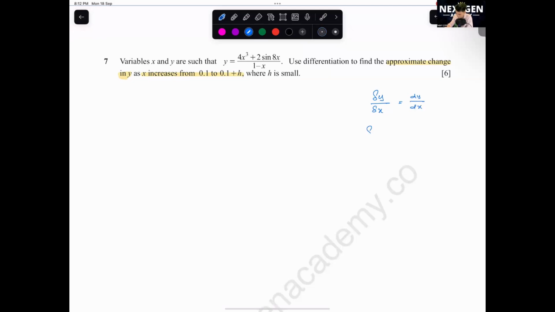Okay, what is given to us? We have our delta x, which is your x new minus your x original. 0.1 plus h minus 0.1, you get h. And then the x value that we want is 0.1, the original. So we first have to differentiate to find dy over dx. We're going to use the quotient rule. u is 4x cubed plus 2 sine 8x, v is 1 minus x. u prime is 12x squared plus 16 cos 8x, v prime is negative 1. Okay, we cross like that.